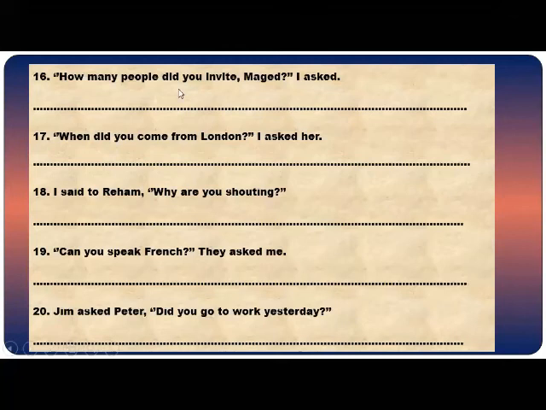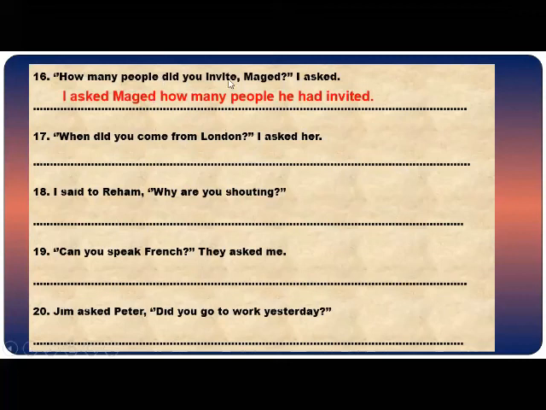How many people did you invite? Magid. So here I am talking to Magid. I asked, so I asked whom? I asked Magid how many people he had invited. Did invite, past simple, will be past perfect. So I asked Magid, because I am talking to Magid here. So I asked Magid how many people did you invite will be he had invited.